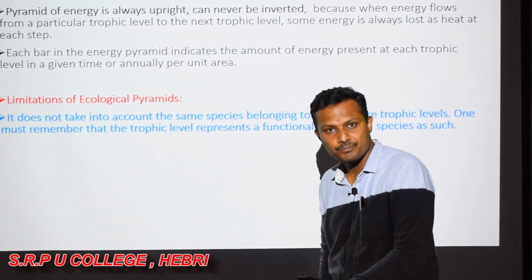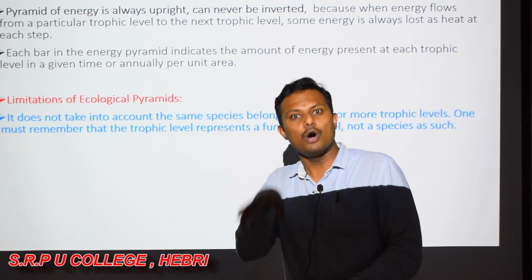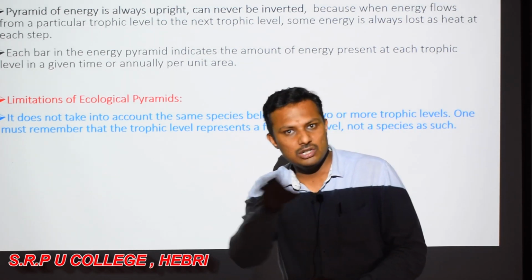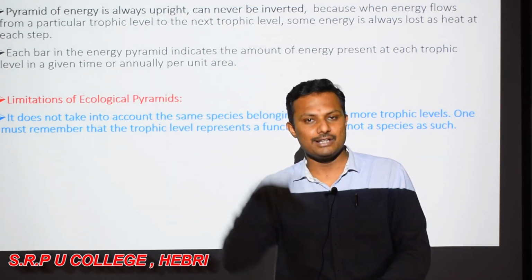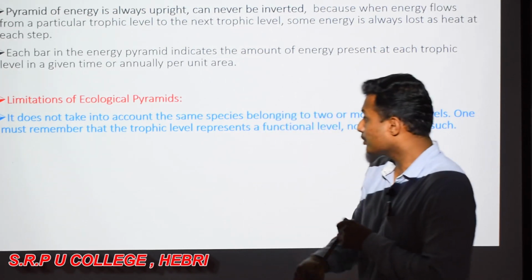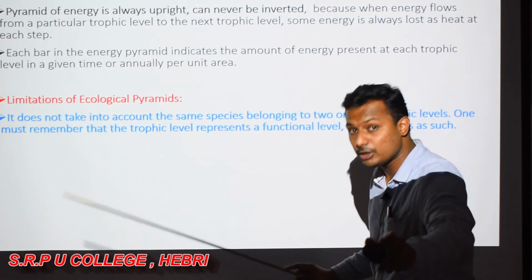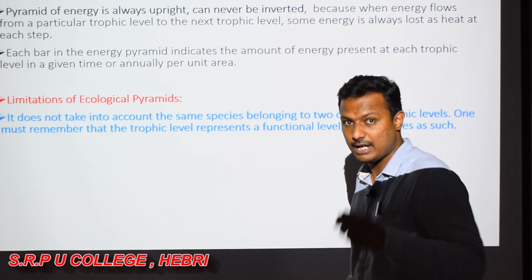Similarly here also, if one organism is present at 2 different trophic levels, how can you assign it to a particular energy level? How can you assign it to a particular level in the pyramid of energy, or pyramid of number, or pyramid of biomass? That is why these ecological pyramids never talk about one organism being in 2 different trophic levels at the same time.